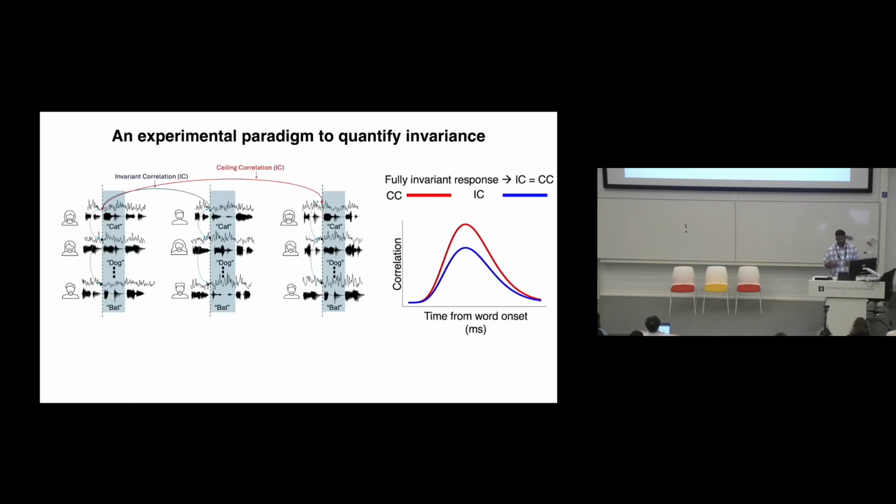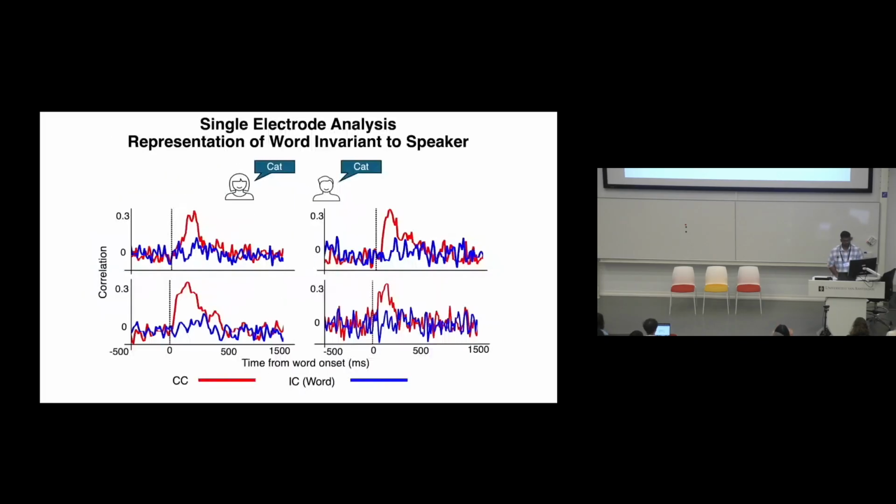To visualize this, because we're doing this across a time course, we are going to get 2 time courses, one for our invariant correlation and one for our ceiling correlation. Intuitively, a fully invariant response would be one where the CC and the IC track each other closely, or are ideally equal to each other from word onset.